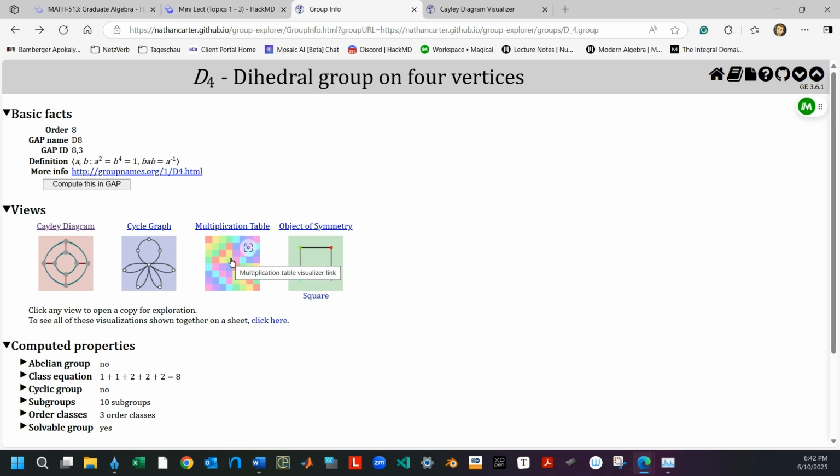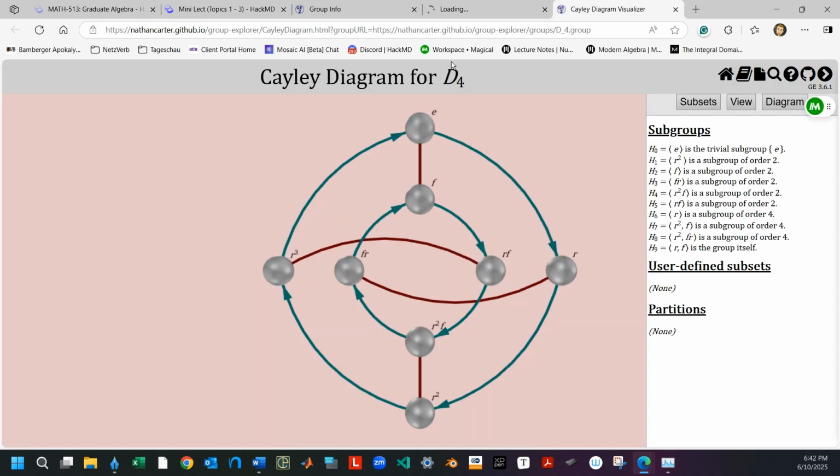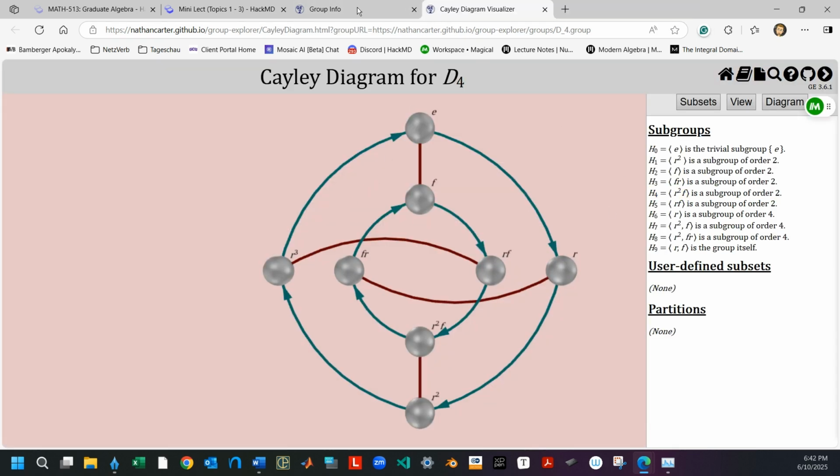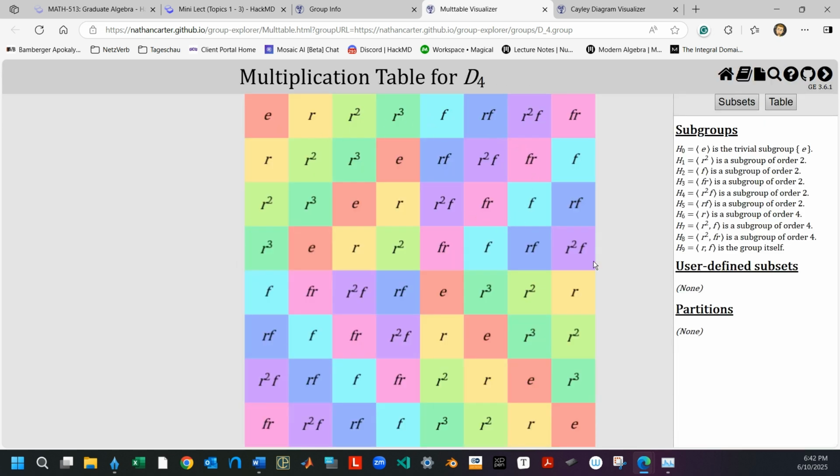There's this thing called a Cycle Graph. Here's the whole Cayley table, which is something that you had to do for one of your homeworks. Let's see if it loads. I'm not sure why it's taking so long. Let me just try loading it again. Let's go back here. Cayley table. There we go. So it usually loads pretty fast.